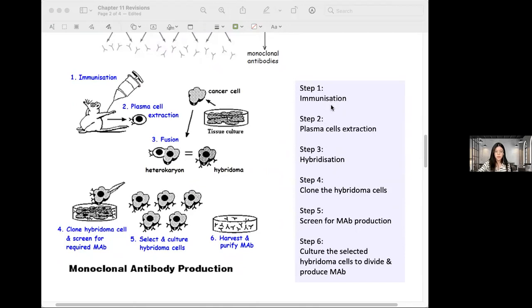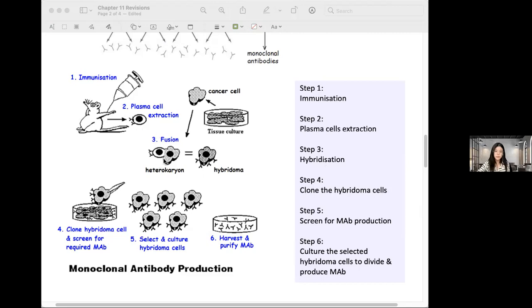First one, immunization. Antigen will be injected into the mouse so that it will activate the immune system to produce lots of plasma cells against the antigen. Antibodies secreted by the plasma cell will have similar shape with the antibody receptor of the cell. And then after 2 to 3 weeks, the mouse will be killed, and then the spleen will be removed from the mouse and flushed out the plasma cells.